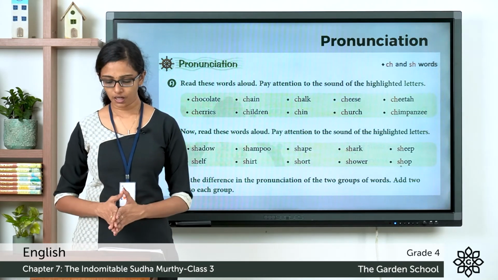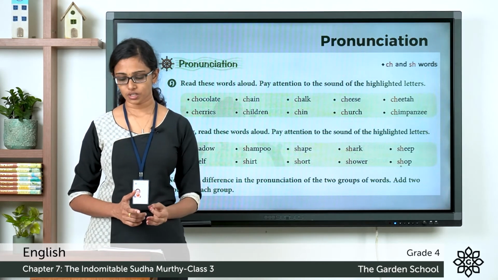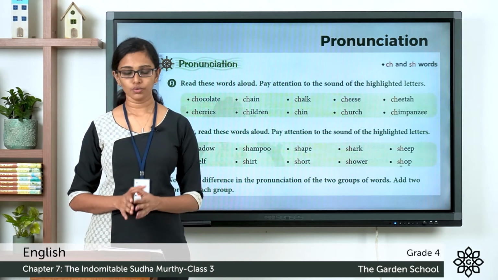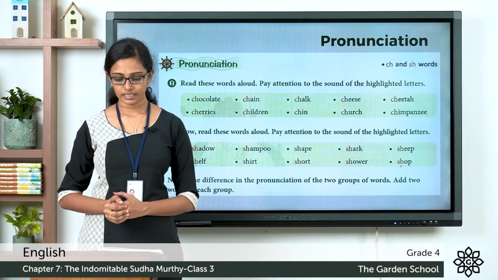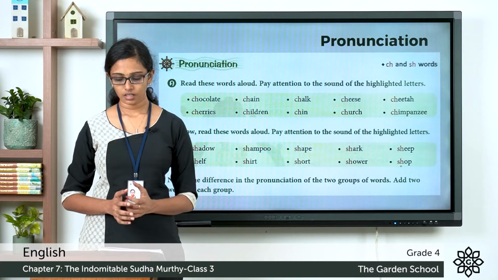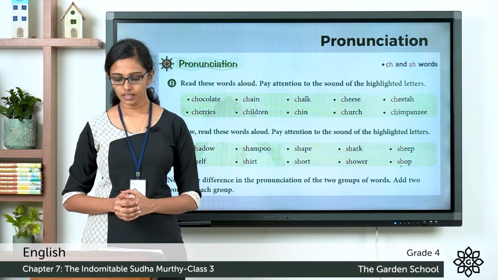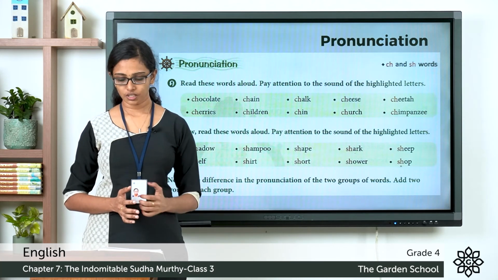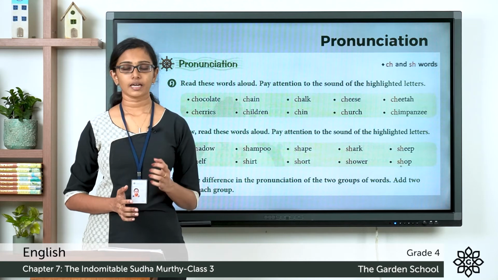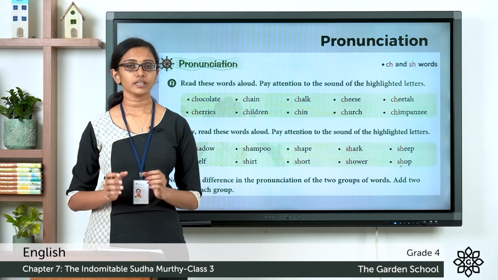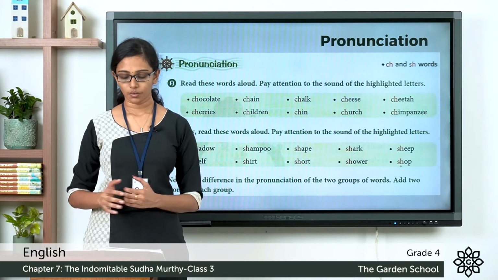In the green box below, you can see a list of words which starts with the letters CH. Now let me read out these words to you. Listen carefully to the pronunciation. The first one, chocolate, chain, chalk, cheese, cheetah, cherries, children, chin, church, and chimpanzee. See how the combination of the letters C and H make a sound in these words.